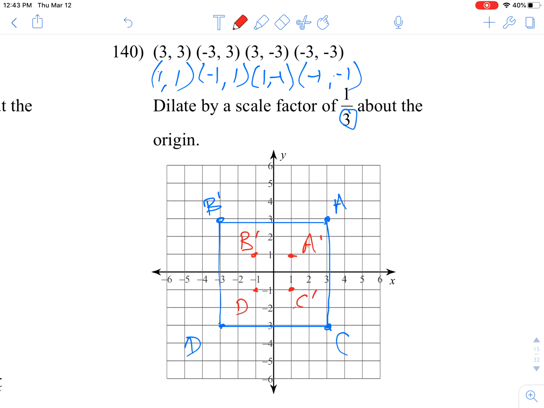Looking at scale factors that are whole numbers, your shape should get bigger. So we're going to start by graphing the original. So 2, 2 is here. We'll call that A.